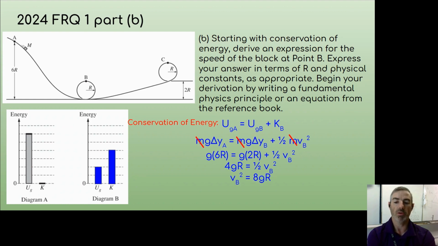Then take the square root of both sides, and we can simplify that by taking out a square root of 4 and making it 2 root 2gr, or you can leave it as the square root of 8gr, which should get you full credit because it's an algebraic equivalent to the final answer.